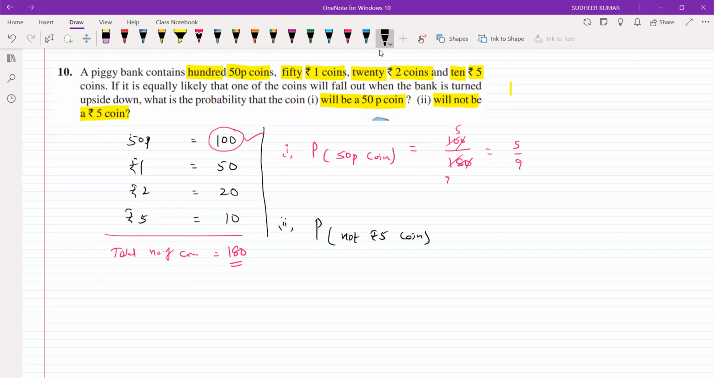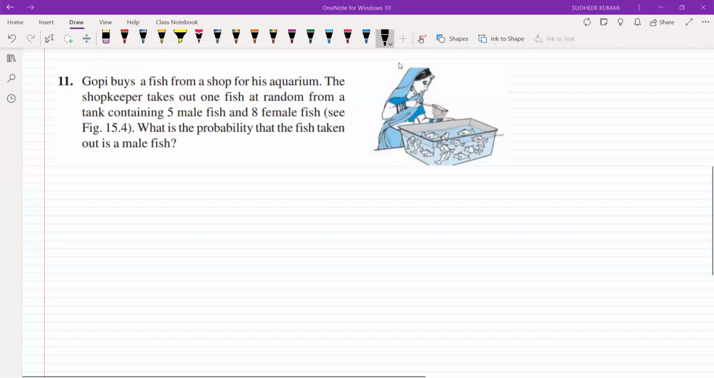So not a 5 rupee coin: write the formula, number of favorable outcomes by total number of possible outcomes. How many are there? Not 5 rupees means except 10, so 170 by 180. So the probability is 17 by 18. Is it clear to you all? Yes, sir. Right. So we'll go to the next one.